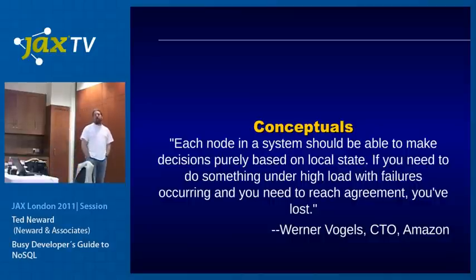Werner Vogels, who is the CTO at Amazon, which I think we can agree knows a little something about scale, maybe: each node in a system should be able to make decisions purely based on local state. If you have to do something under high load with failures occurring and you need to reach agreement, you've lost.